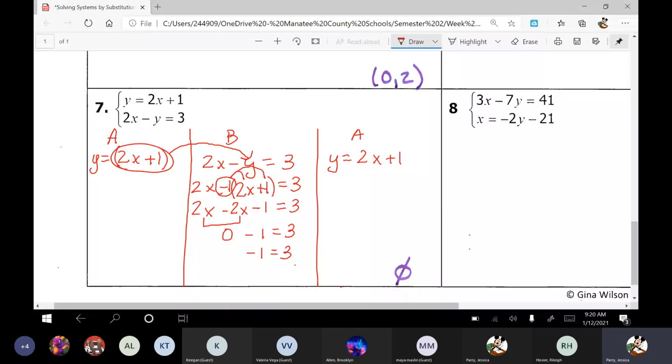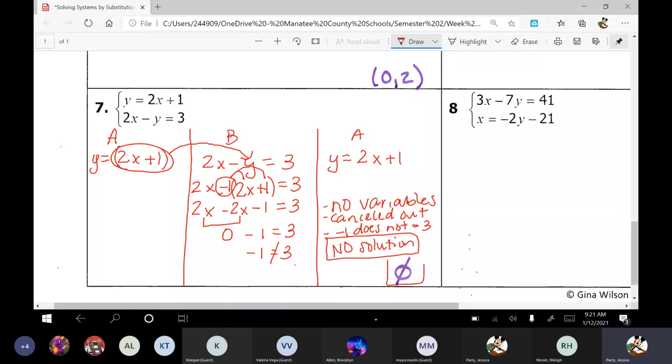So since there are no variables, because they canceled out, we know that -1 does not equal 3. So you can actually put a line through it. That means -1 does not equal 3. That means your answer is either no solution, or you can put the 0 with this line going through it. You can write your answer either way. You can actually write out the word no solution, or you can put the 0 with a slash through it. Just know that these two are the same thing.